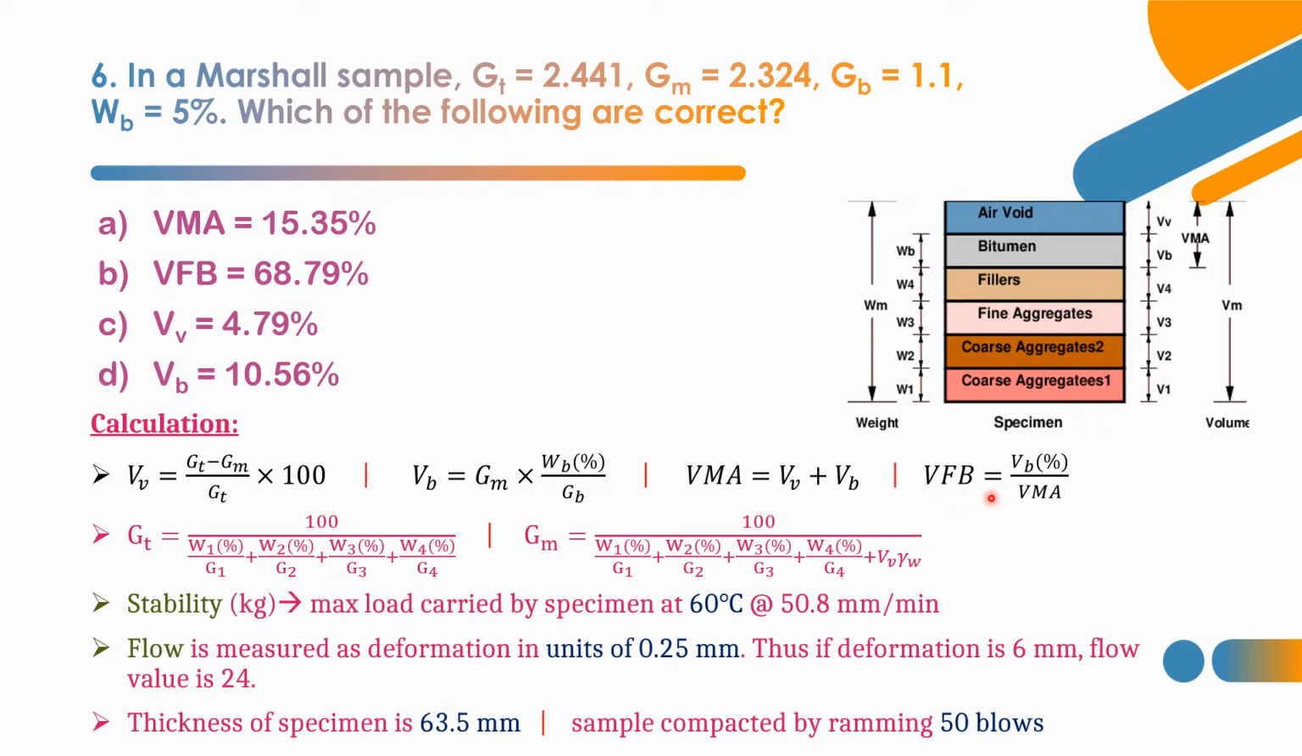Next is the volume filled with bitumen. It's VFB, which is VB by VMA. So we know all the things, and all the options are correct.